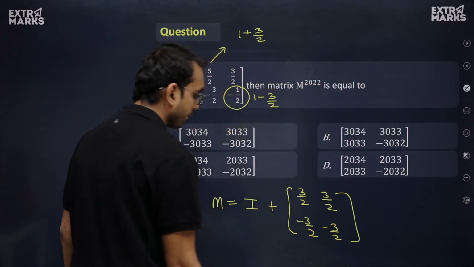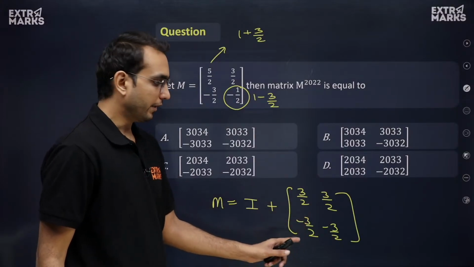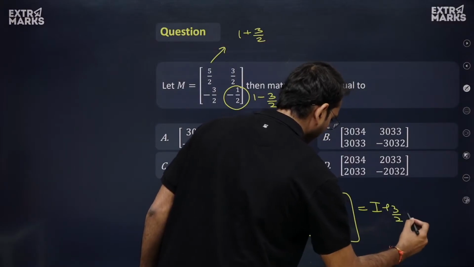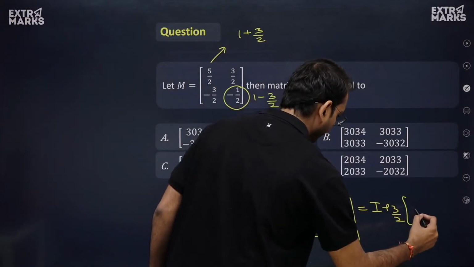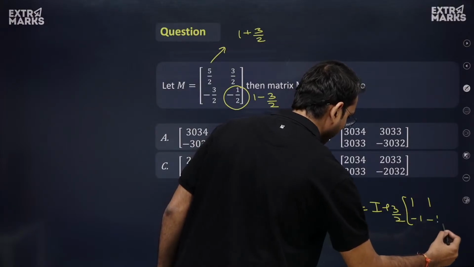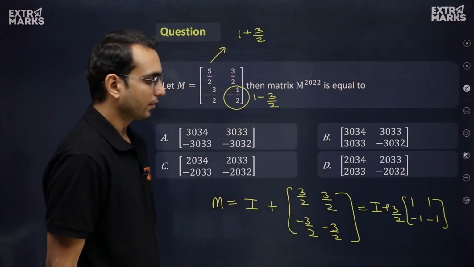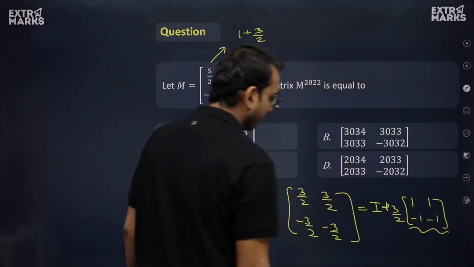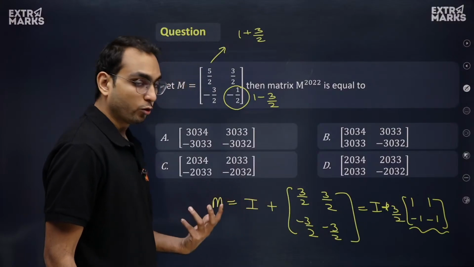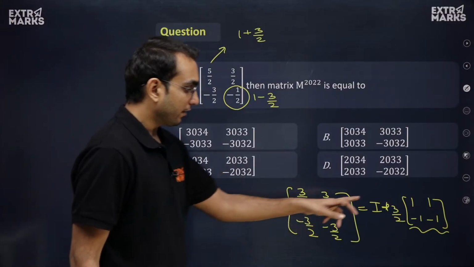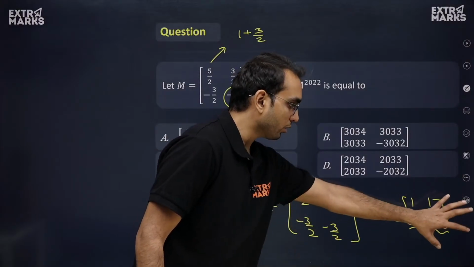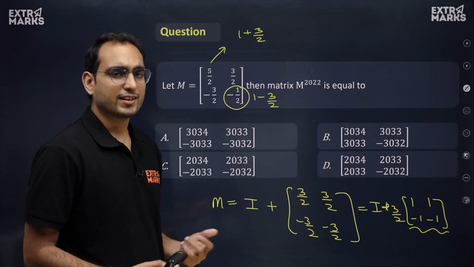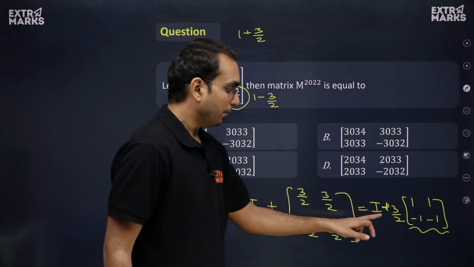Can you see? Yes sir, some pattern is coming, right? We can take the common 3 by 2 from this and it will become 1, 1, minus 1, minus 1. Okay, right? Now let's see some pattern here. This is making some pattern, because if I want to find M to the power something, then I can find this to the power something, because this is actually M. This is I, which can be symbolized as 1 plus 3 by 2 something.